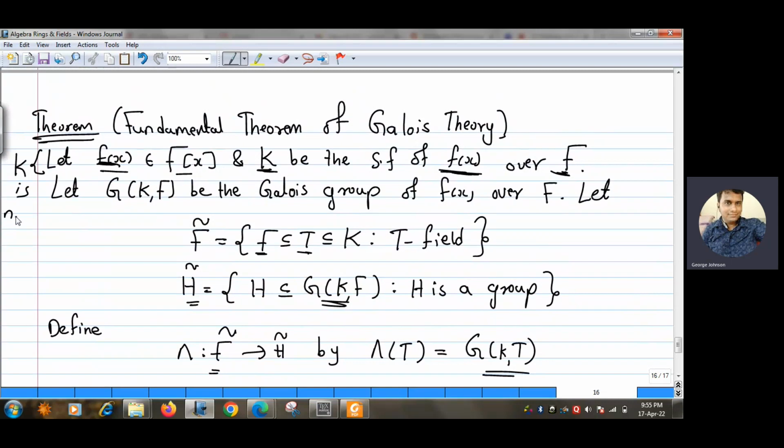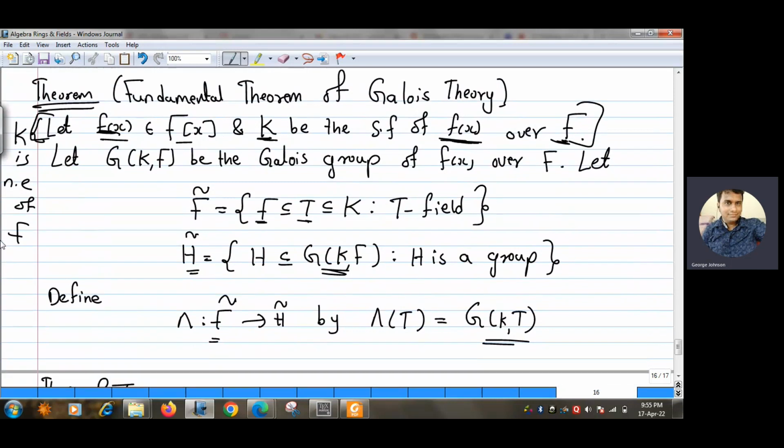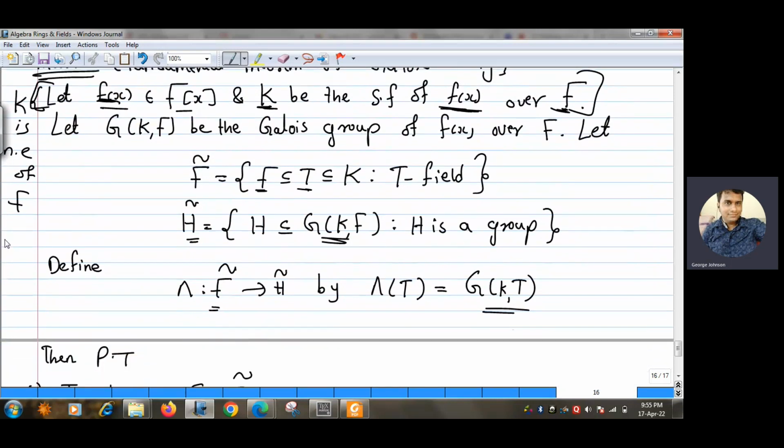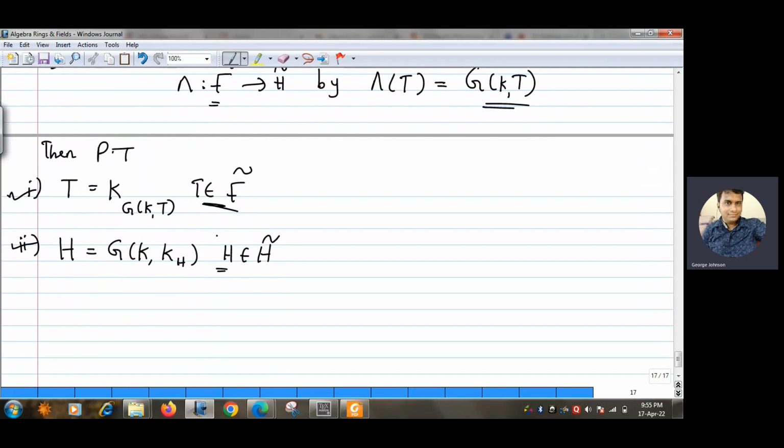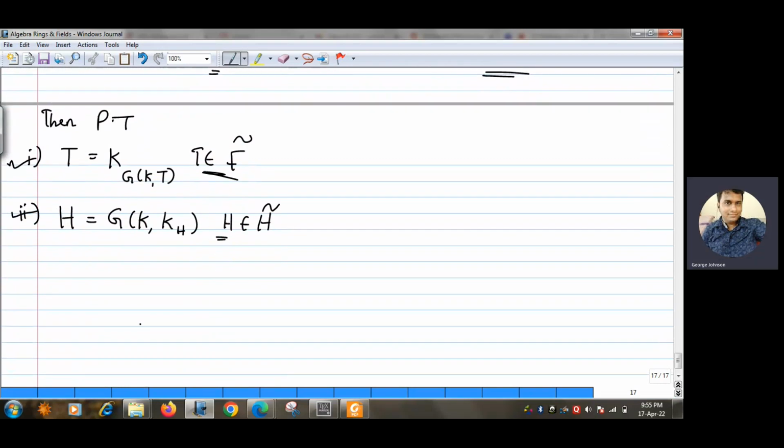K is a normal extension of F, because K is a splitting field of some polynomial over F. So using the previous theorem, this statement means that K is a normal extension of F. And because K is a normal extension of F, using theorem 4.2.3, I can say that G(K/K_H) is the same as H. That means the second statement is also done.